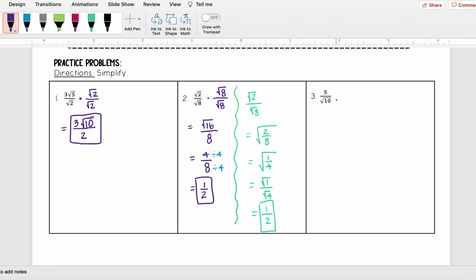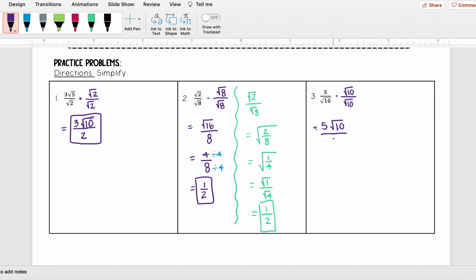Okay, let's do one last one. So here I need to get rid of that square root of 10 at the denominator, so I'm going to multiply top and bottom by the square root of 10. And so I have 5 times the square root of 10. Again, I can't make that 50 because 5 does not have a square root with it. It's just 5. So because of that, I would only write that as 5 square root of 10. That's as simplified as I can get.